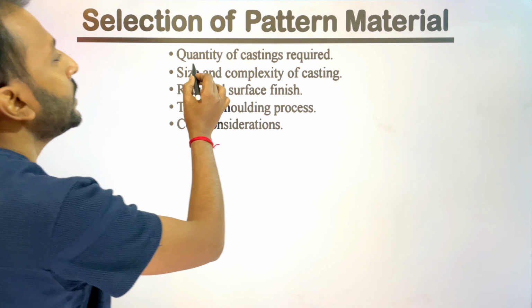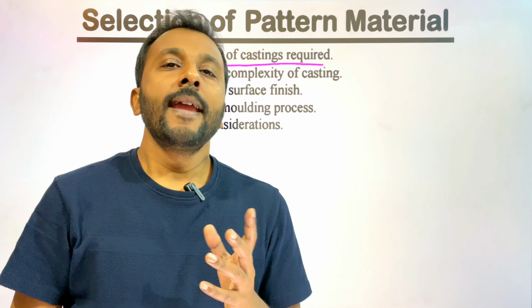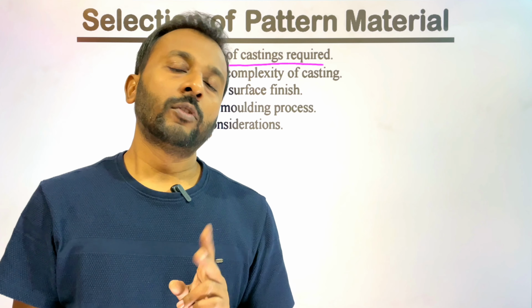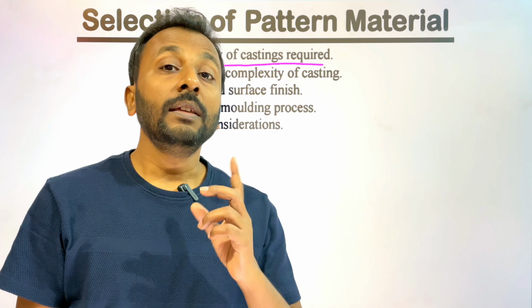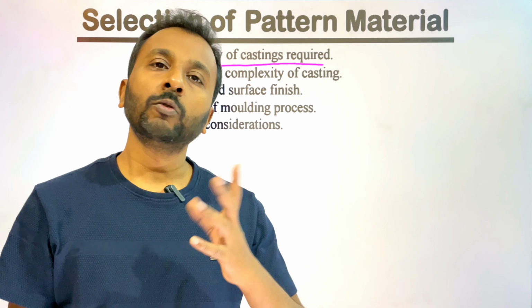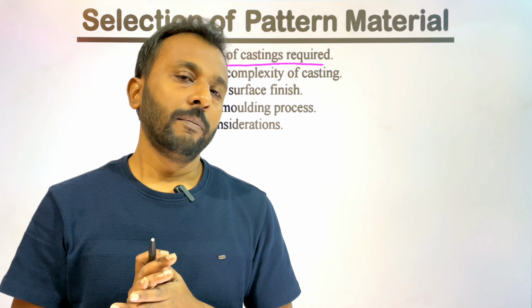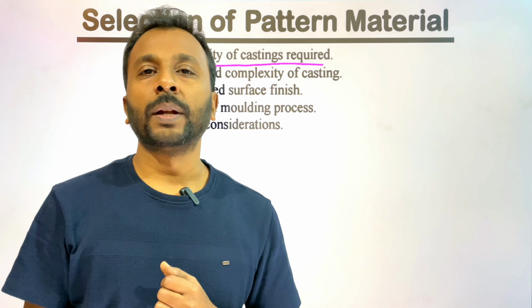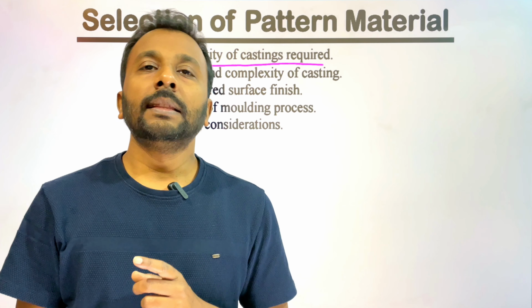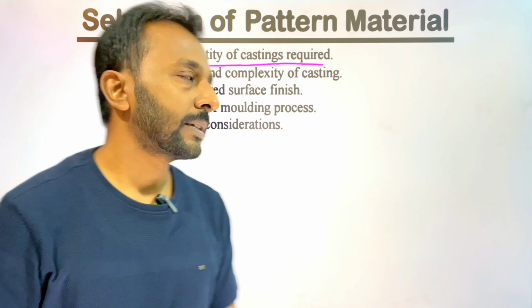Firstly, the quantity of casting required. Suppose I only need 2 products for casting. Then I will create the pattern using wood. That will be the wooden pattern. If I need medium volume, then I will make the pattern using plastic. If the volume is very high, then I will use the metallic pattern. But mostly the pattern material selected for medium to high volume is plastic.